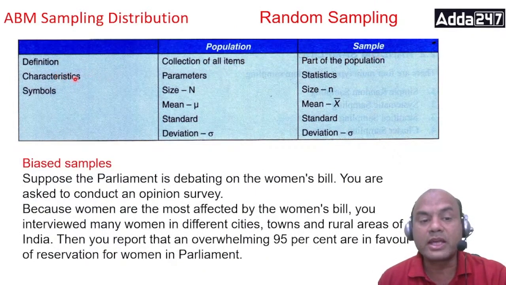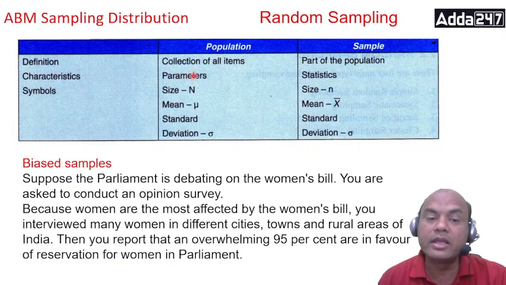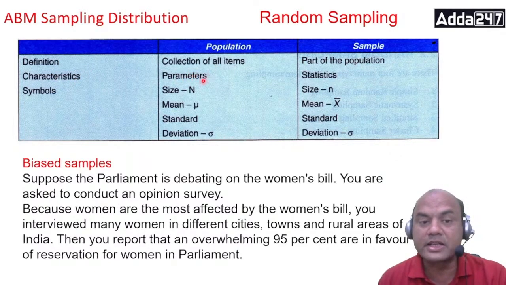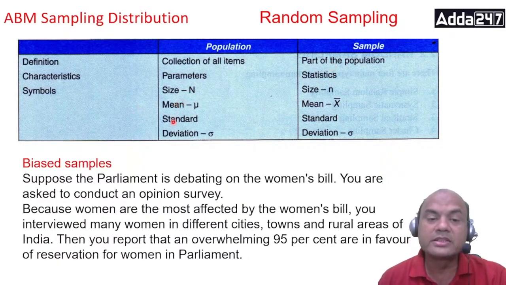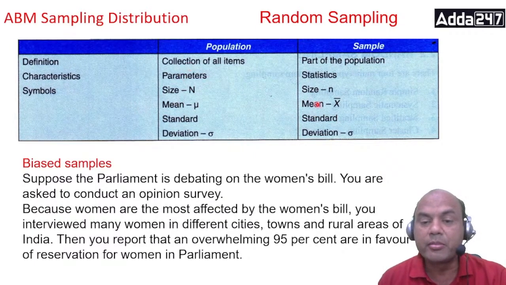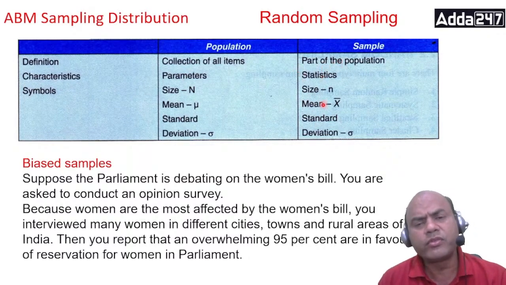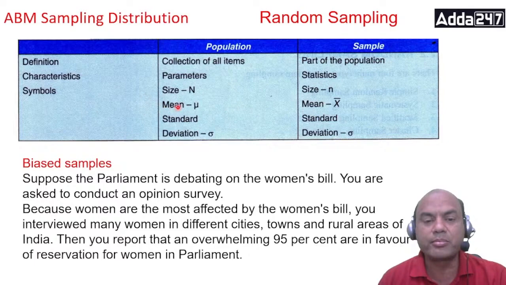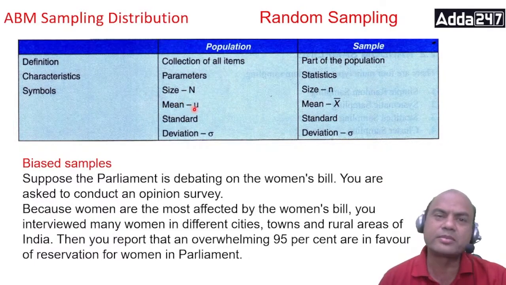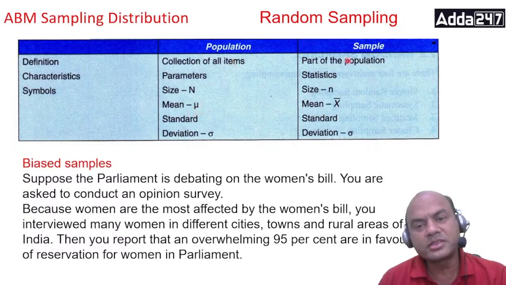Okay. What are the characteristics? Suppose if I take the mean, mode of population, it is called as parameter. Suppose if I take the mean, mode of sample, it is called as statistic. See here, mean, standard deviation of population is known as parameter. Mean, standard deviation of sample is known as statistic. We have various other statistics and these parameters. Mean, mode, median, all these are parameters as well as the statistics.